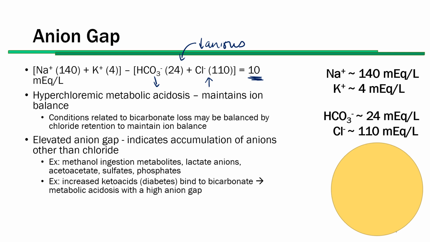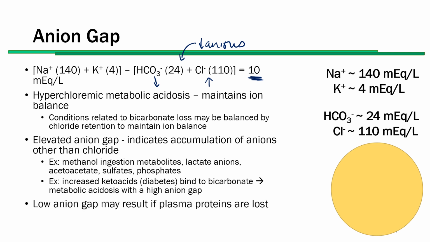Increased keto acids in diabetes will bind to the bicarbonate, and so it will give a bigger gap because that takes bicarbonate out of the equation. Not all of it, but it will bind to it, and so the gap gets bigger because the bicarbonate goes down. And if the chloride doesn't go up to compensate, your gap number is going to get bigger.